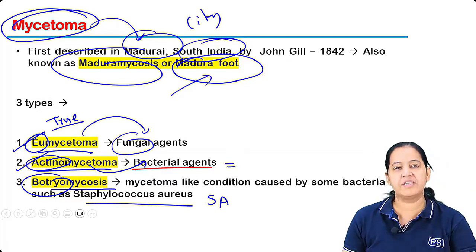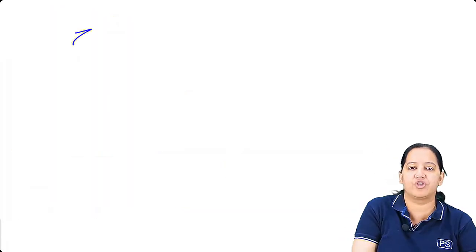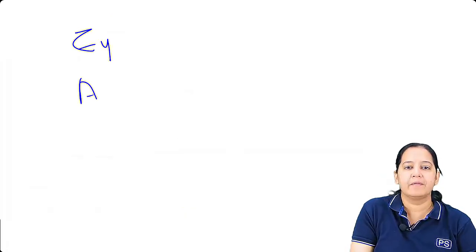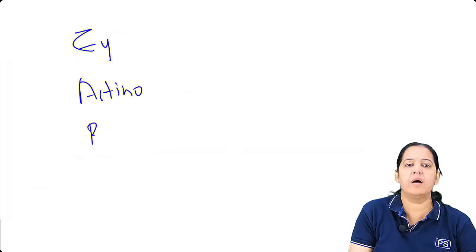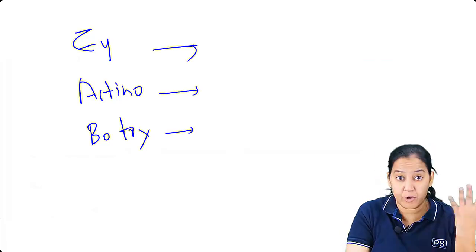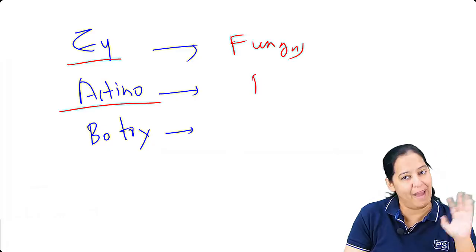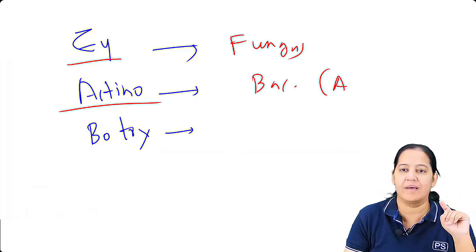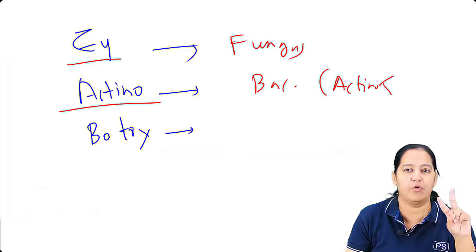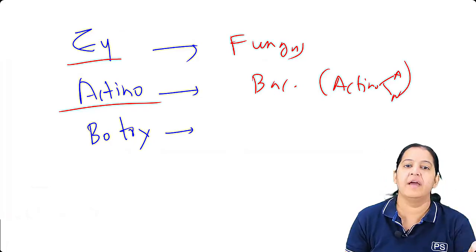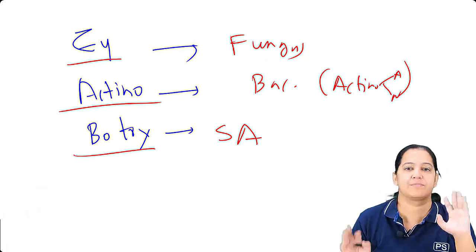So what are the 3 types of mycetoma? Please write. You get many questions. Eumycetoma, actinomycetoma, botryomycetoma. U means true. It is caused by fungus. Actino is caused by bacteria. Which bacteria? The 2 actinomycetes, Actinomyces and Nocardia. And Botry is caused by Staph aureus. Please learn the 3 types.